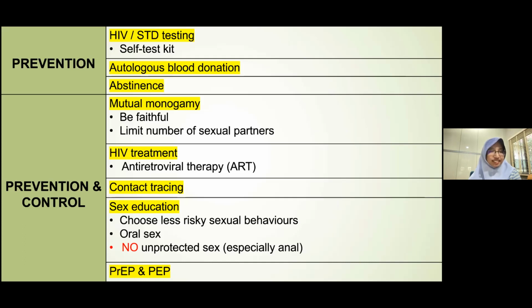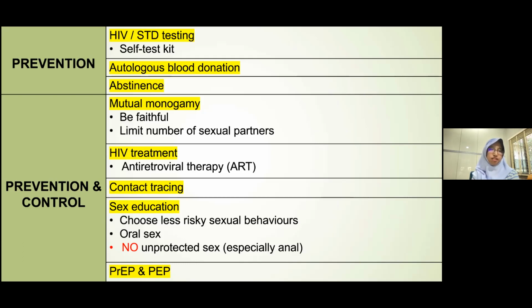Okay, so to control this situation, we should do contact tracing. If you're a drug user, or maybe you've been having many partners, you definitely have to identify who you are exposing. This should be done by the government. Moving on, sex education. This is what everybody needs and everybody should know.